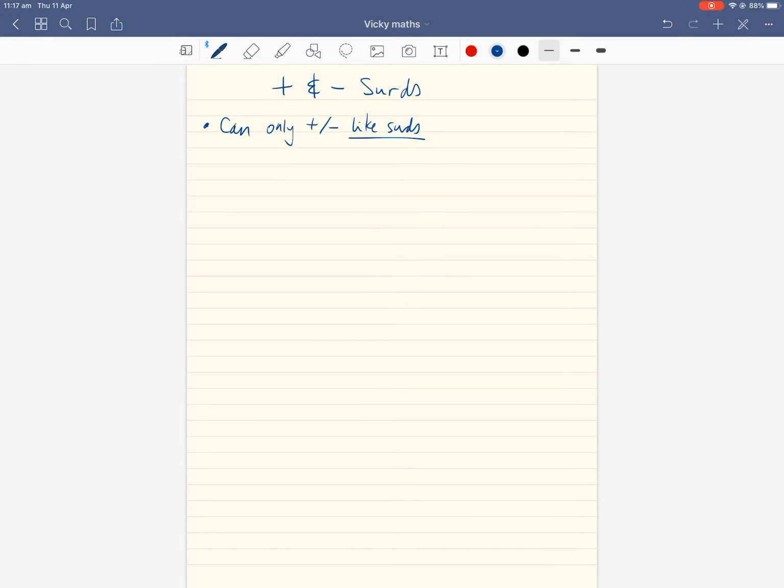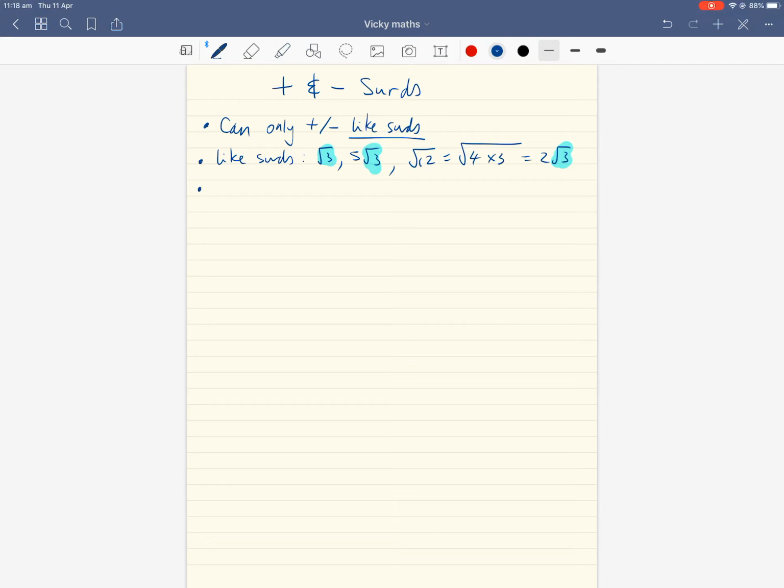Well, what is a like surd? Like surds are surds which have the same number inside the square root sign. For example, square root of 3 and 5 root 3 are like surds because they have the root 3 in common. In fact, root 12, which can be simplified as 2 root 3, is also a like surd because it has the root 3 in common with the other root 3 and 5 root 3.